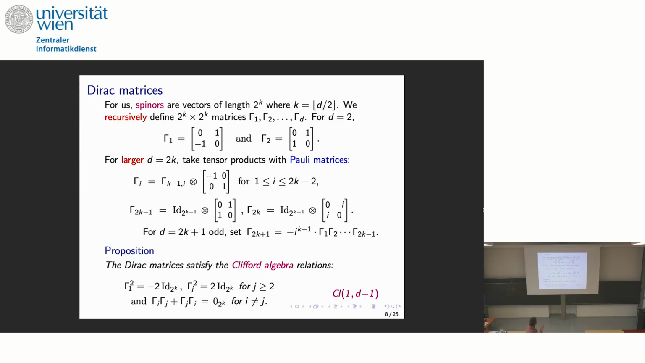This is recursive. I'm defining gamma i for k in terms of the previous gamma i. So gamma i at the kth level is built from gamma i at the (k minus 1)th level, which is half the size, tensored up. I'm doing this for all even d's, so just go inductively from k minus 1 to k. If I know already 4 by 4 matrices, I make 8 by 8 matrices. If I know 8 by 8 matrices, I make 16 by 16 matrices, and so on.